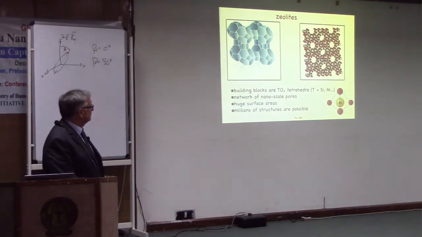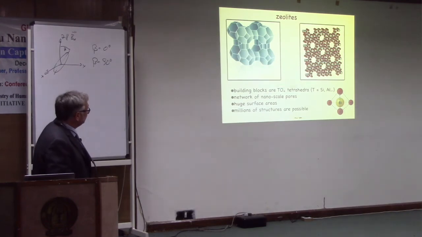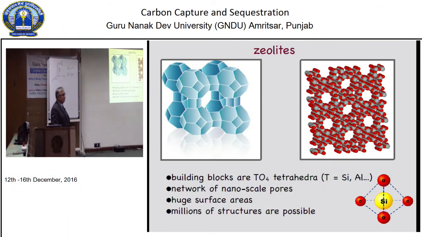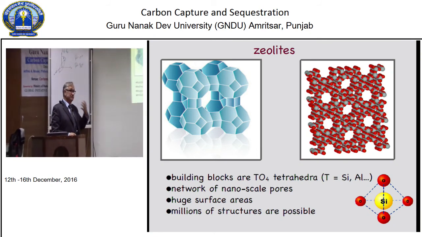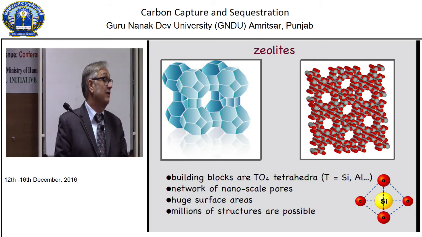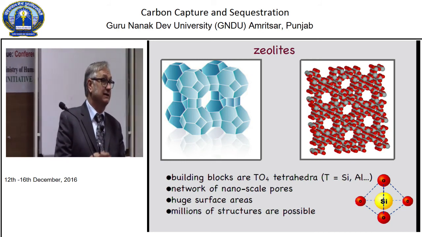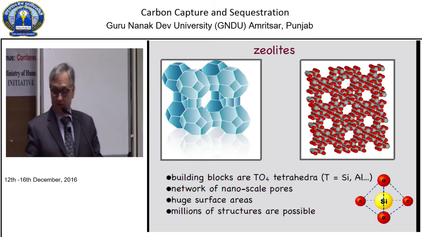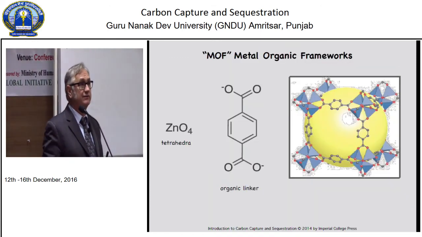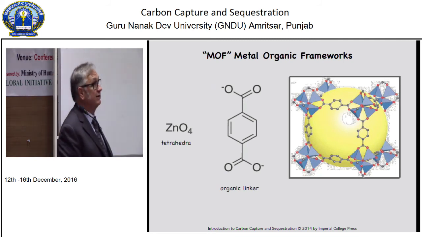The interesting thing is that if you imagine all the possible combinations of the crystalline forming elements, there are millions and millions of structures possible, which is both an opportunity for designing materials for adsorption, and it also represents a challenge, because even the best graduate student is not going to synthesize a million materials in the course of their thesis. Another class of materials that are very exciting for carbon capture are so-called metal organic frameworks.